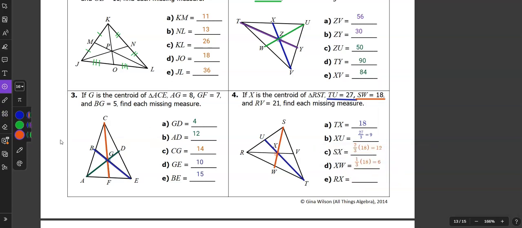And finally, our last median that they gave us is going to be RV. And they told us that RV is 21. They want us to find RX. RX is the longer segment of median RV. So we're going to take 2/3 and we're going to multiply it by 21. And even though it doesn't ask us for this information, since we know that RX is 14, we can say that XV is 7.